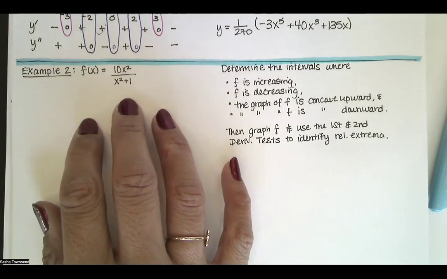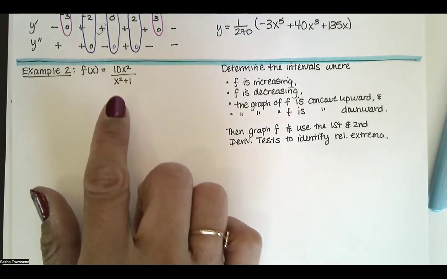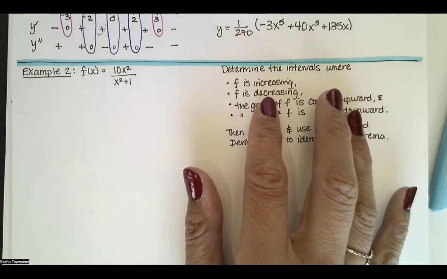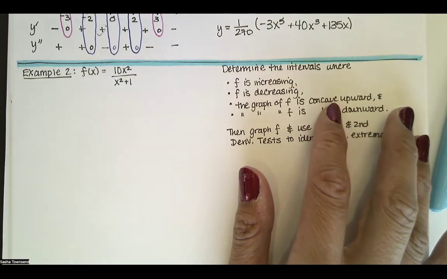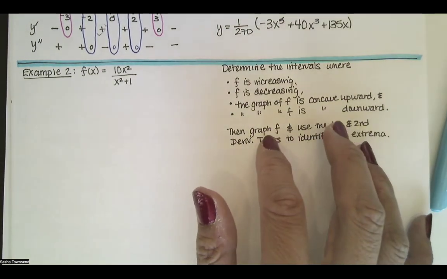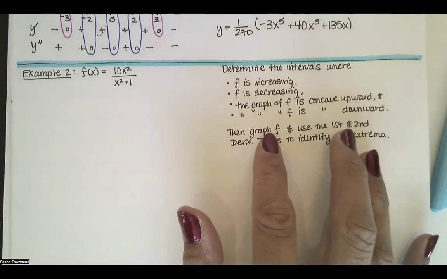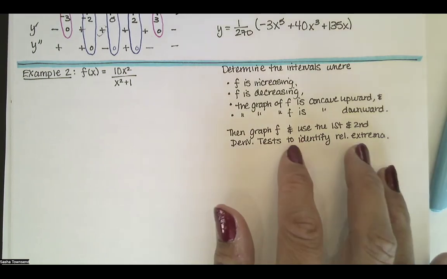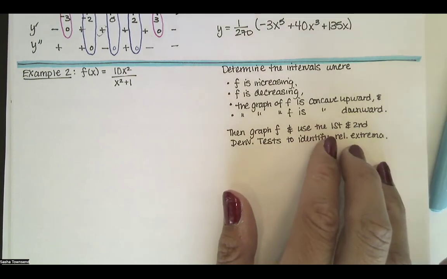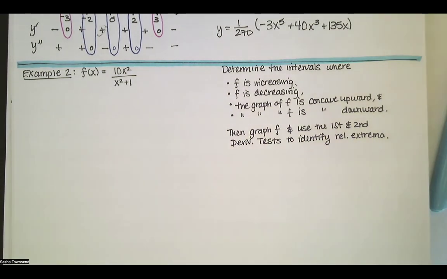In this video, we do pretty much the same thing that we did in the last couple of videos. We've got a function and we want to determine whether the function is increasing or decreasing. We want to determine whether the graph of the function is concave upward or concave downward. And then once we have all that information, we'll graph the function and we'll use a first derivative test to find any relative extrema, and we'll confirm our results from the first derivative test using the second derivative test.